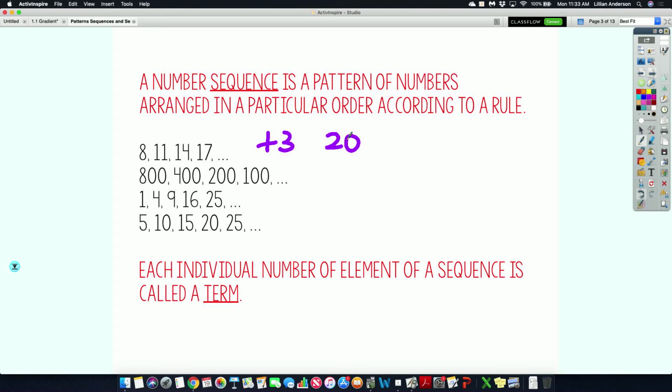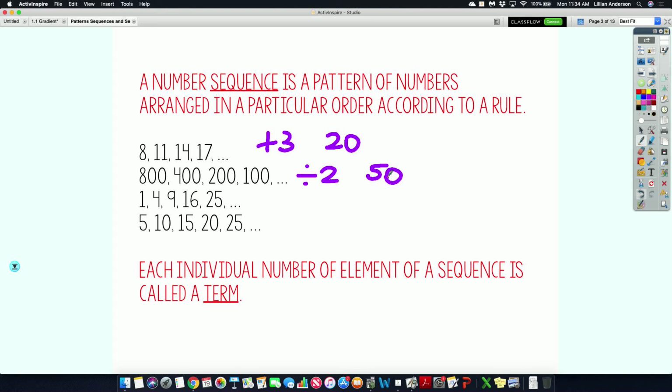When I look at the next one, we have 800, 400, 200, 100. Recognize the pattern? Zach, what is it? I'm dividing by 2. So then what would be my fifth term? It would be 50. I could divide by 2, or I could multiply by 1/2. Very good.